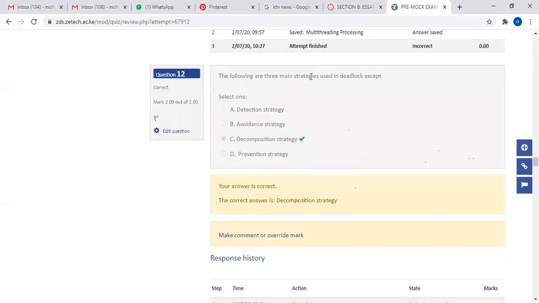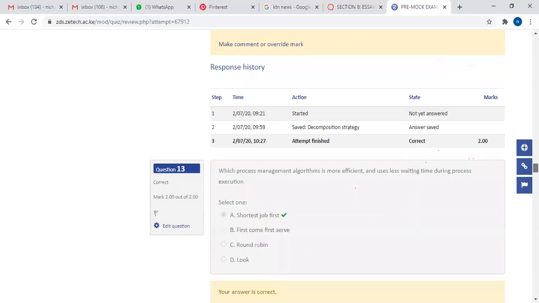The following are 3 main strategies used in deadlock, except detection strategy. So we have detection, avoidance, and prevention. So automatically, decomposition. What is decomposition? It is when you take something from the main and split it into different stages. You decompose until you cannot decompose it again. So that cannot make sense in this forum that we are having here.